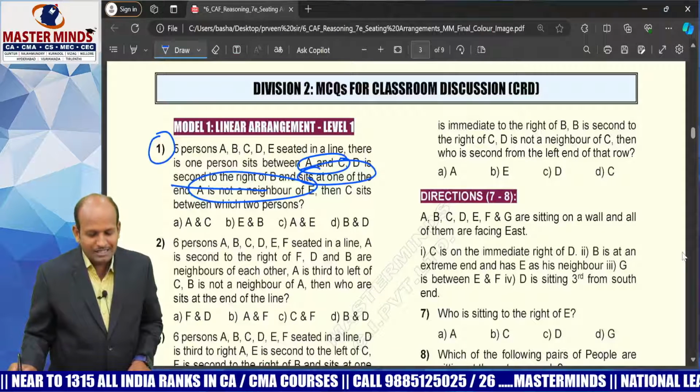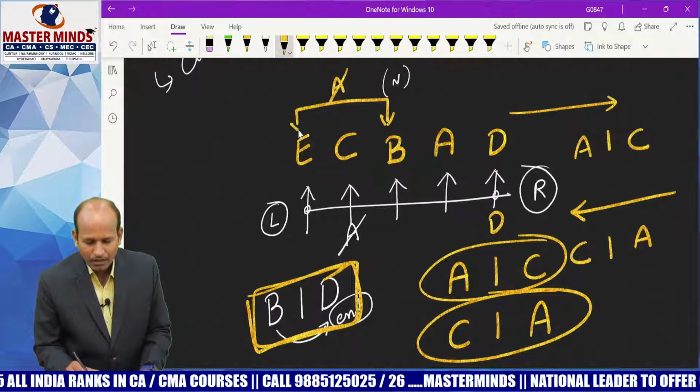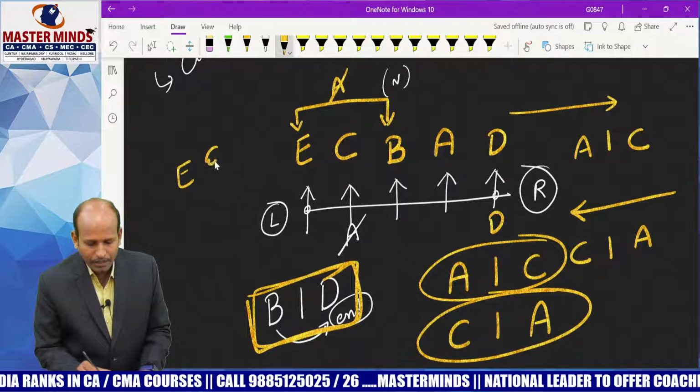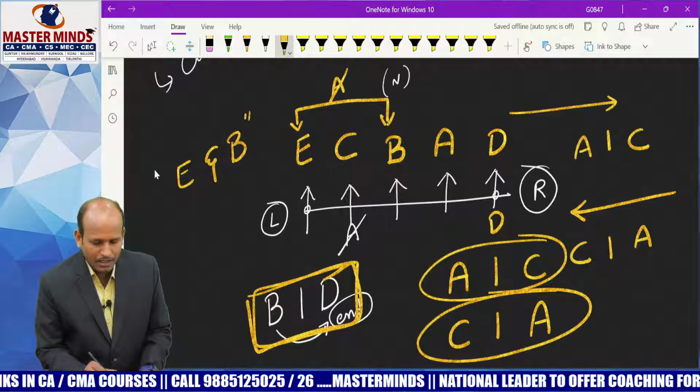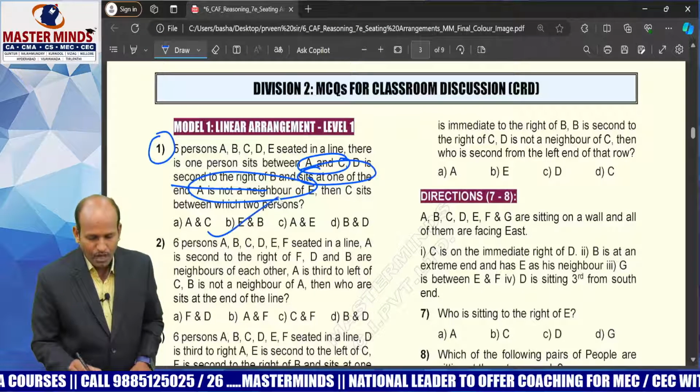Now the question is, C sits between which two persons? C sits between E and B. C sits between E and B. Okay, so this is your answer. Option B.